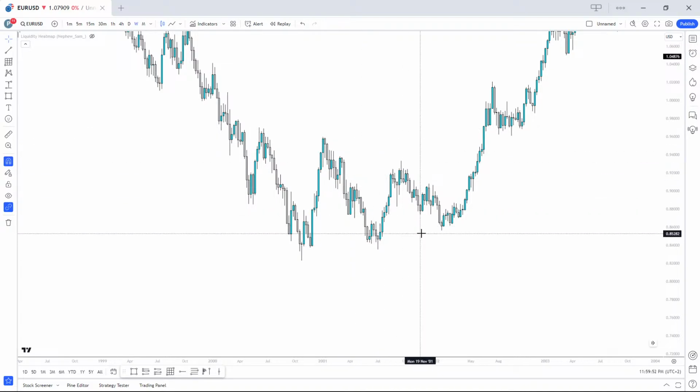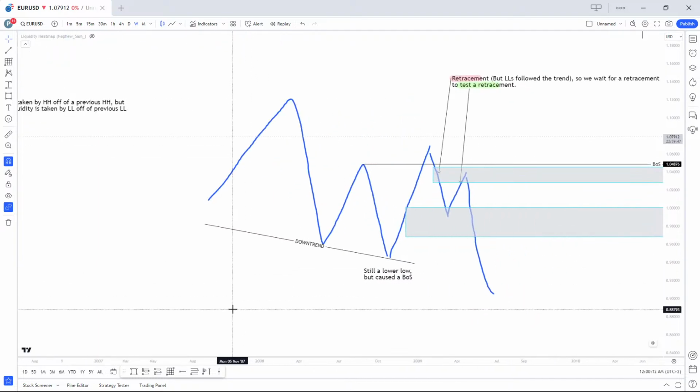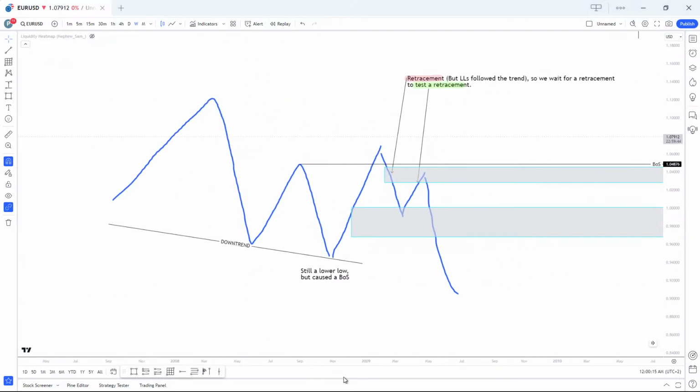But then we see this low higher than the previous low, and after it makes the higher low, it then causes the break of structure actually. So maybe our strategy does make sense. I mean, it's complicated, so I'll still leave it there. This is for a downtrend. I think we can see it right here.